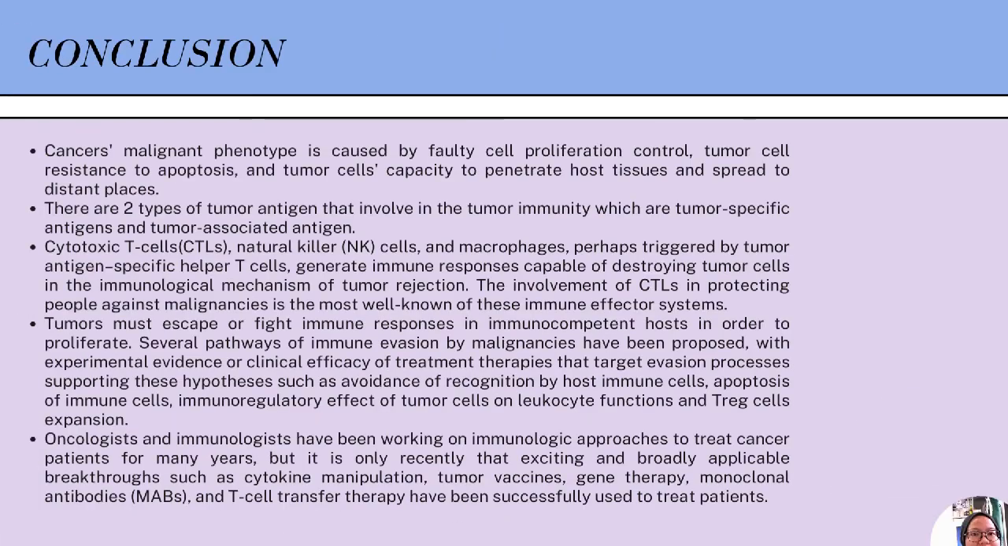As a conclusion, cancer's malignant phenotype is caused by the error in proliferation control, tumor cell resistance to apoptosis, and tumor cells' capacity to penetrate the host tissue and spread to distant places. Basically, there are two types of tumor antigen, which are tumor-specific antigen and tumor-associated antigen. Cytotoxic T-cells, NK cells, and macrophages that were triggered by the tumor antigen-specific helper T-cells will generate the immune responses that are capable of destroying tumor cells in the immunological mechanism of tumor rejection.